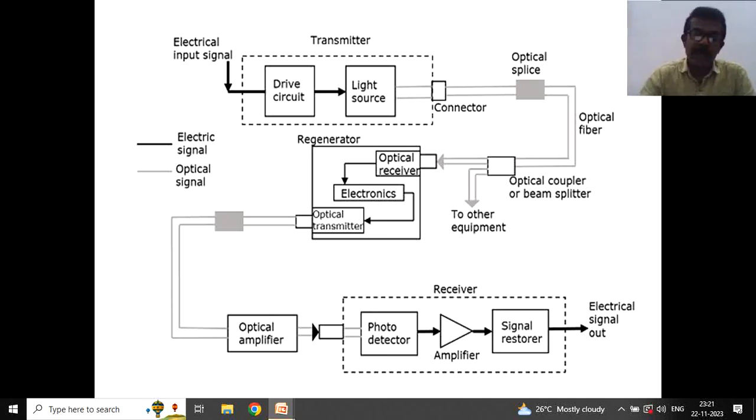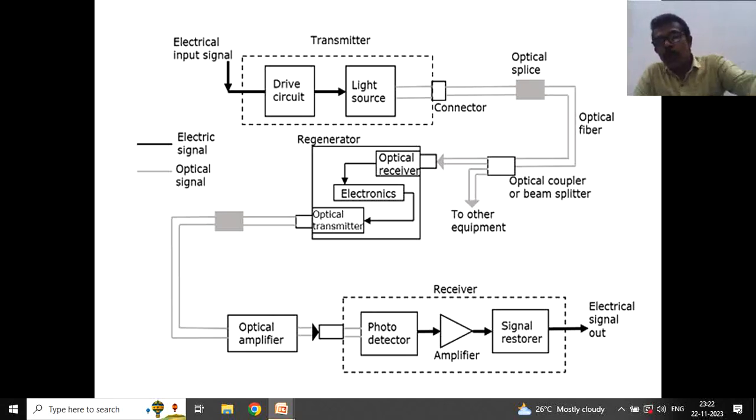Then you have an amplifier. We need to amplify the converted electrical signal before sending it on, so we are using the amplifier. After that, we have a signal restorer to restore the signal, and you get the electrical output.